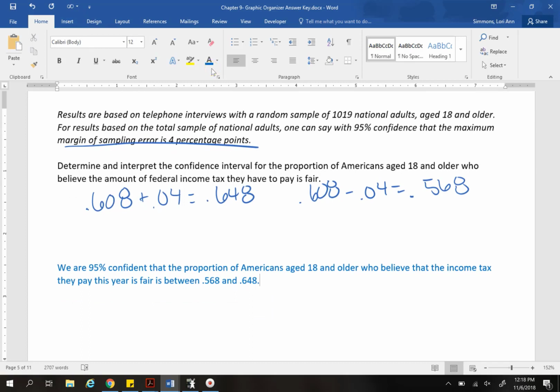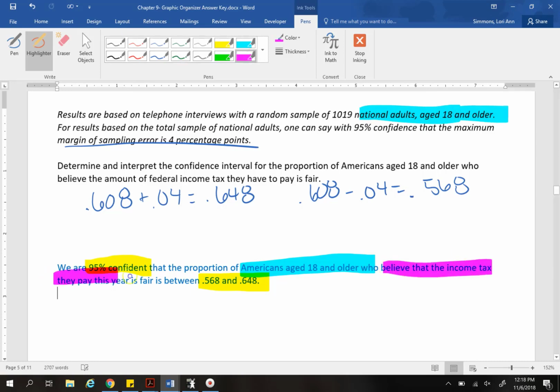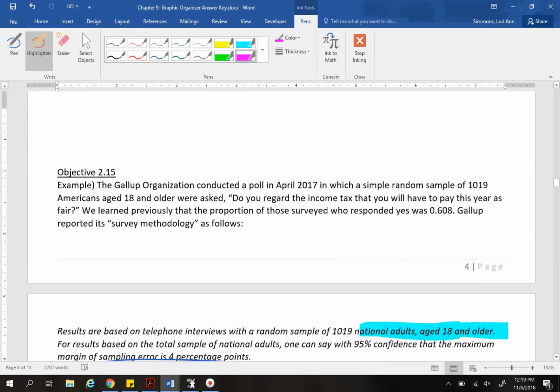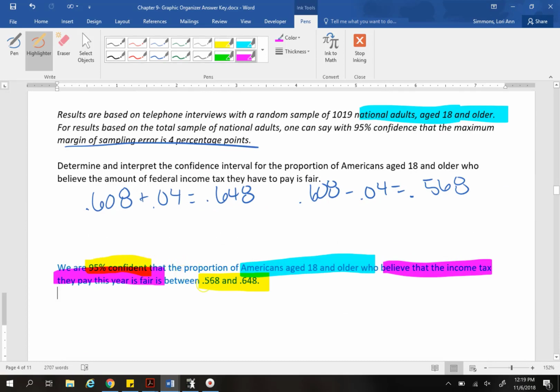So as you can see here, this is our estimation that we talked about at the very beginning of this lesson. We have our confidence level with our interval. This also needs to contain the population, and it needs to contain what they're asking. So that's up here. Okay, so you can see after you highlight it, there's not much left to be filled in.